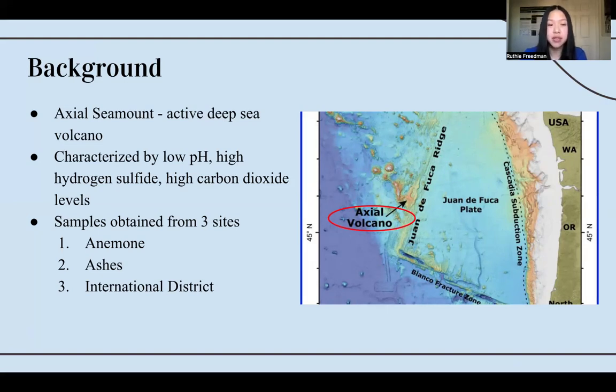These samples were obtained from 3 sites called Anemone, Ashes, and International District. Despite these all being in the same vent field, each of these sites most likely has different geochemical and physical characteristics.